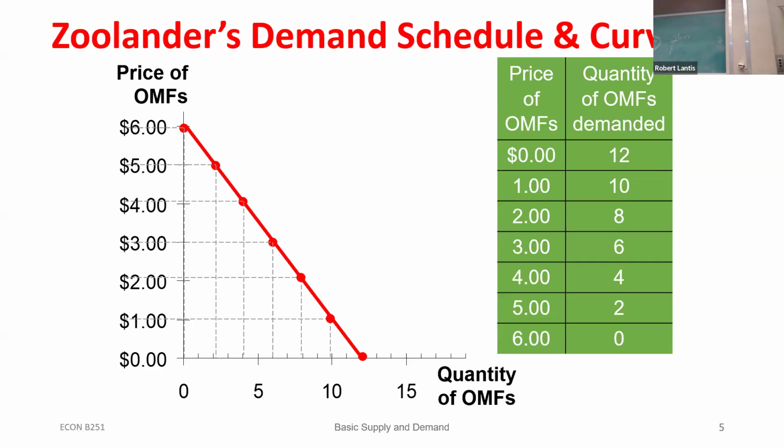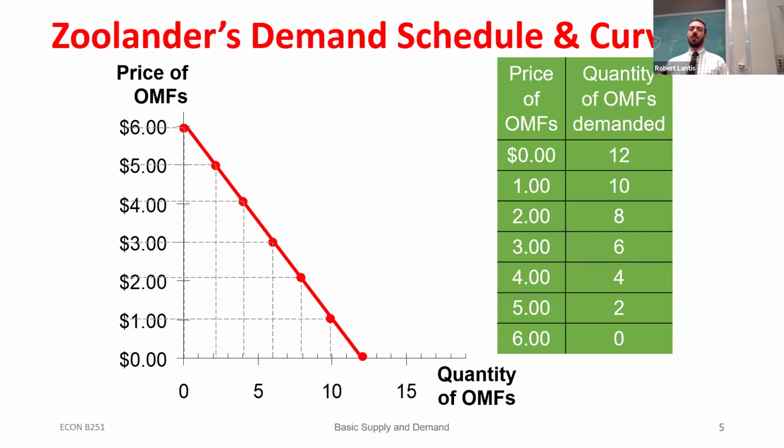So when I plot all these different combinations of price and quantity demanded, that gives me my demand curve. Okay? So demand is not quite the same as quantity demanded. Demand is showing me the relationship between price and quantity demanded. Any questions on this before we keep moving?